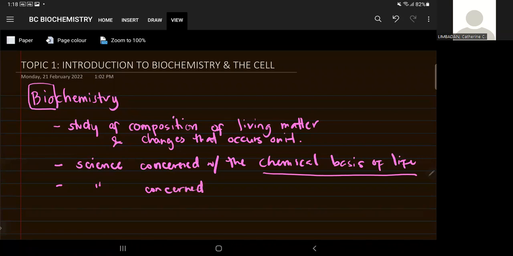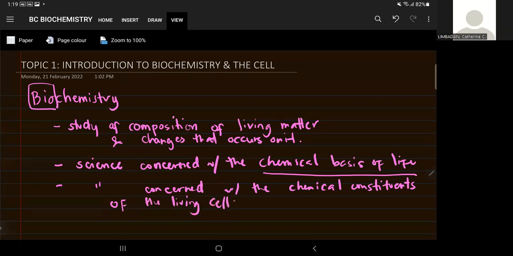Okay? Science concerned with the chemical constituents or components of the living cells. So that is the definition of biochemistry.